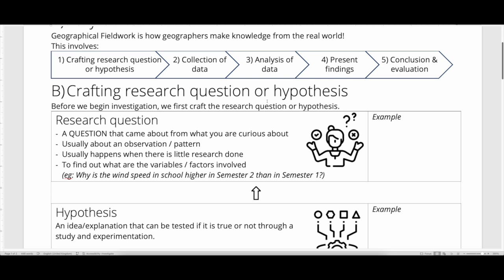Okay, for example, I look at someone today, how come this person suddenly is wearing red shoes? All right, so I have questions. Why is this person wearing red shoes? So that could be the research question. I'm going to focus on that person and the red shoes.